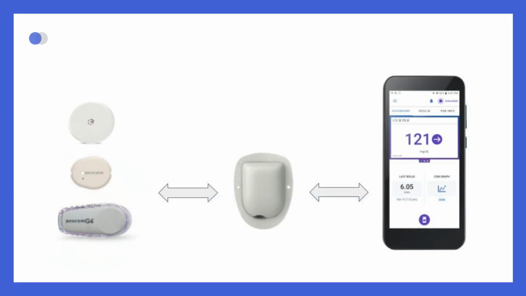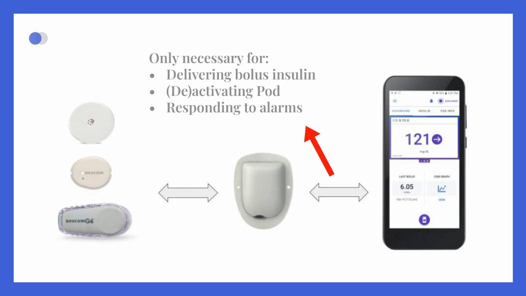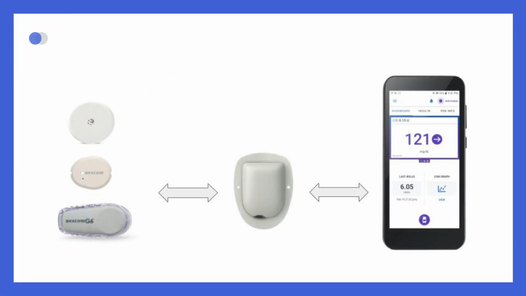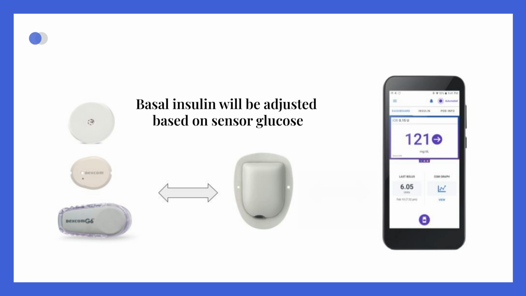It's worth noting that connecting the Omnipod 5 app to the pod is only necessary for delivering bolus insulin, activating and deactivating a pod, and for responding to alarms. The algorithm resides on the pod itself, meaning that even without communication between the pod and the Omnipod 5 app, the basal insulin will be adjusted every 5 minutes based on the sensor glucose values and trends.